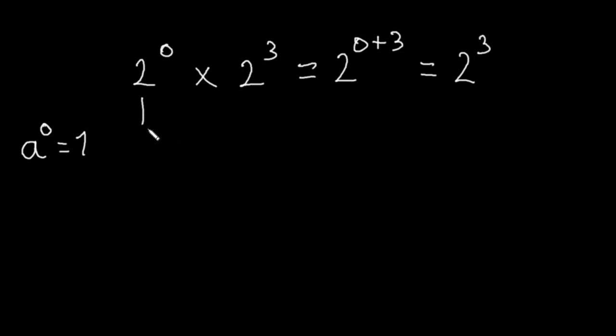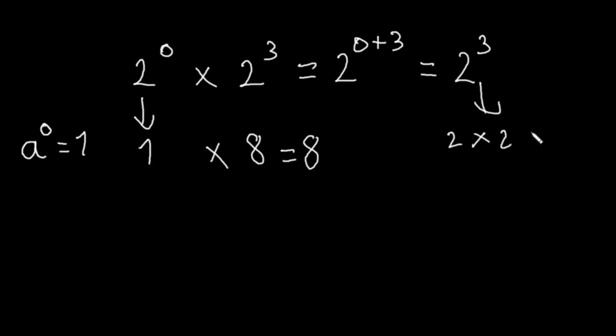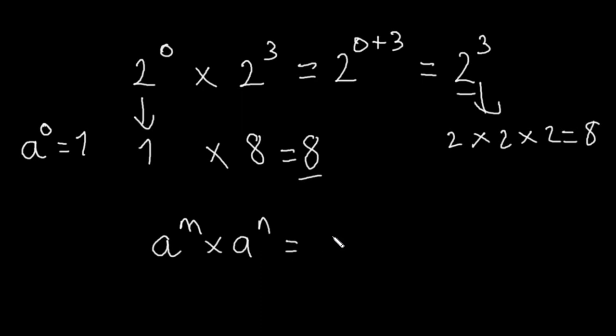And we can test that. We know 2 to the power of 0 is 1, times 2 to the power of 3, which is 8. So that's 8. And on this side, we have 2 to the power of 3, which is 2 times 2 times 2. So we have 2 times 2 is 4, times 2 is 8. So we have 8 on both sides. And so we have our law here: a to the power of m times a to the power of n equals a to the power of m plus n.